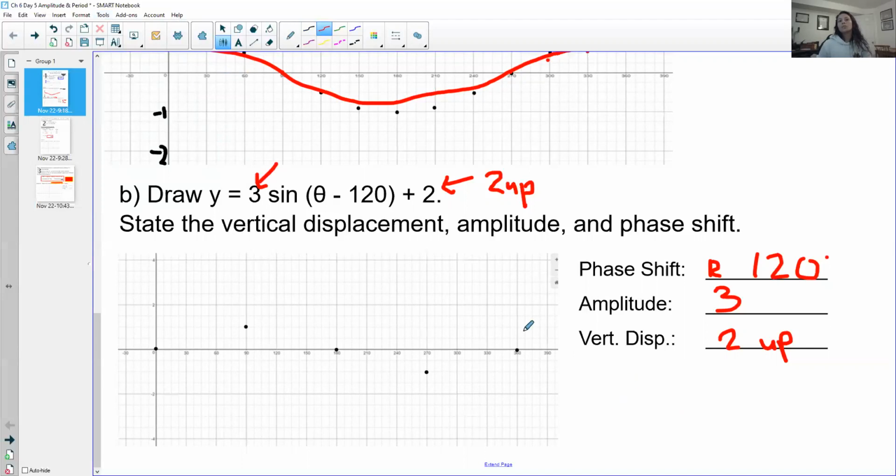Usually, we do the multiplication before addition and subtraction, which means we're going to do any of our compressions and stretches prior to shifting it. So the first thing we're going to do is make this thing 3 times as tall. So it's 0, 0.